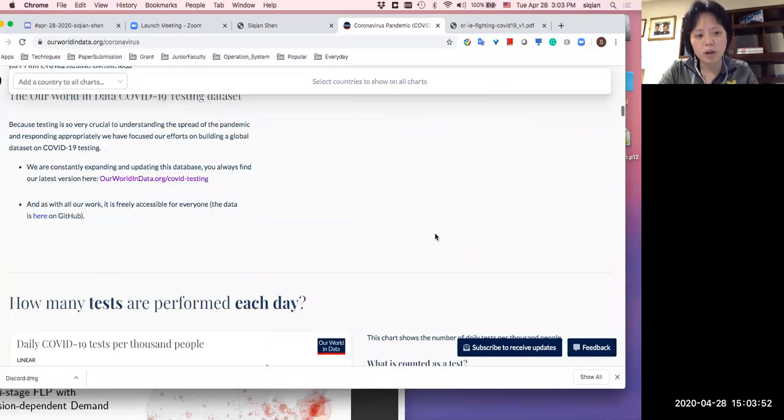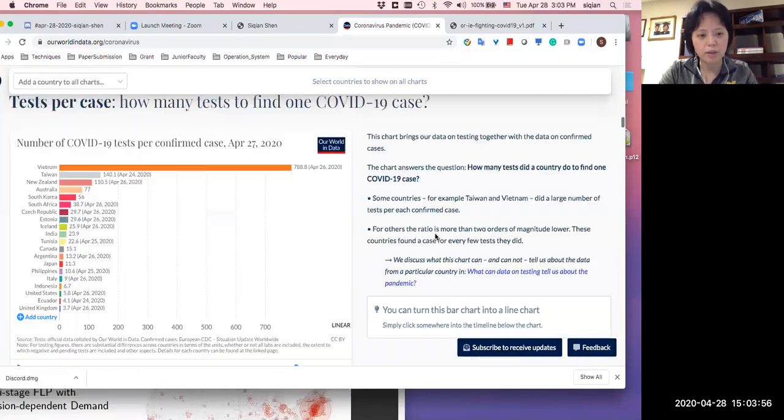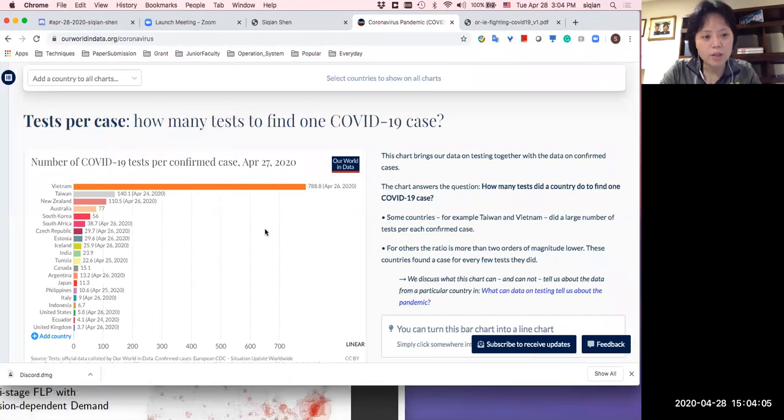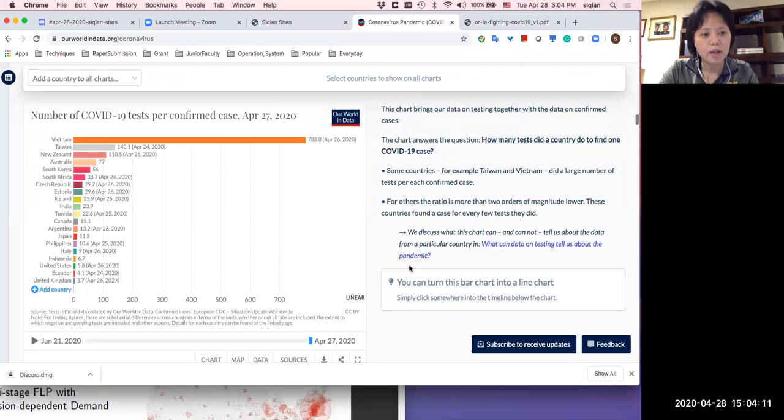And then, how do we know whether our testing is enough or not? There are a lot of pictures, and one I really like is the number of tests per confirmed case. You can see that the countries doing quite well in managing disease spread have ample tests. To find one case in Vietnam, they have done 788 tests, so it's very massive testing. Versus in the US, for every 5.8 tests they did, they can find one. So it's definitely not enough here in the US and in many other countries as well.